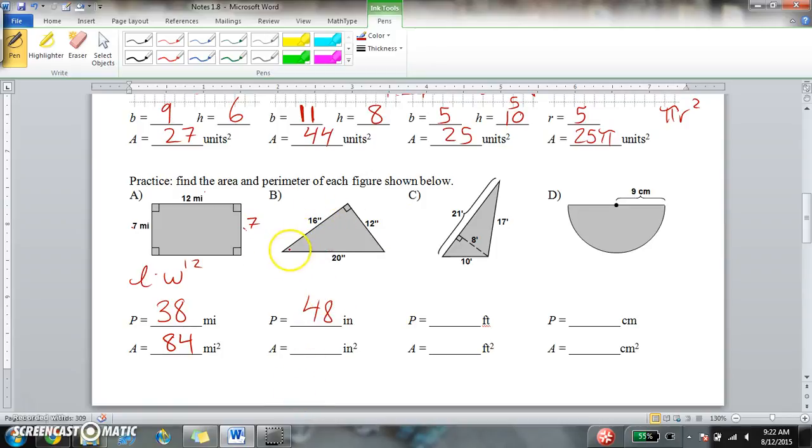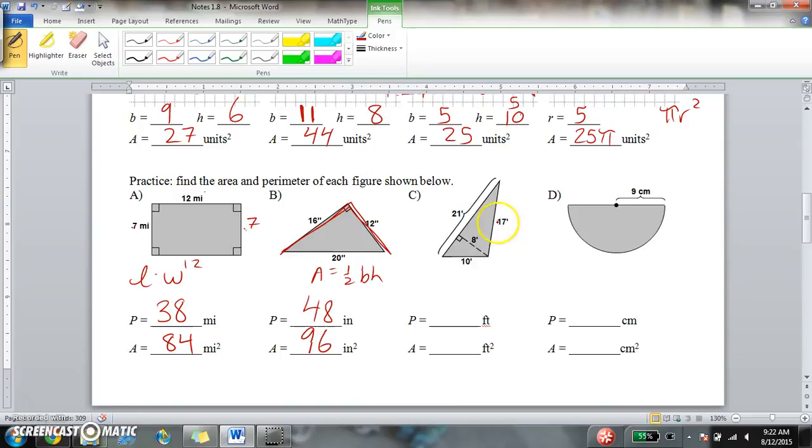For the area, these two sides, 16 and 12, are perpendicular, so you're going to use those as your base and your height. Area is 1/2 times your base times your height, so 1/2 times 16 times 12. Your final answer would be 96.